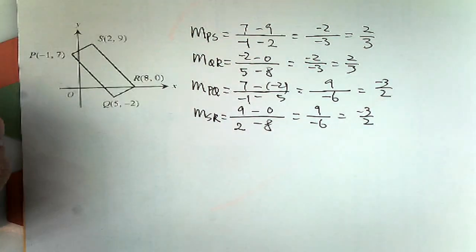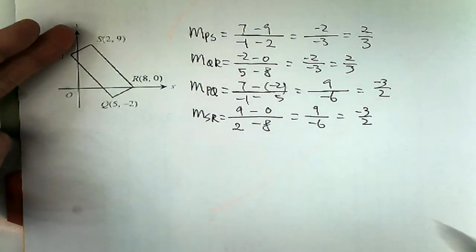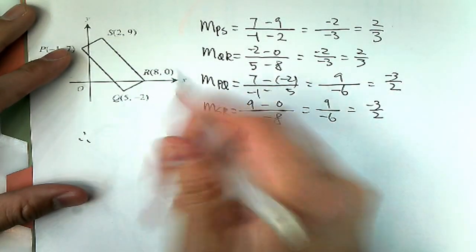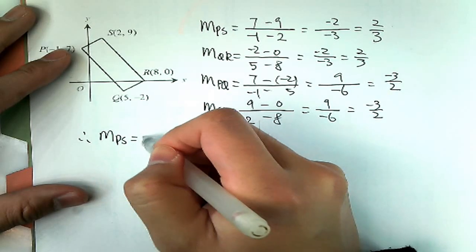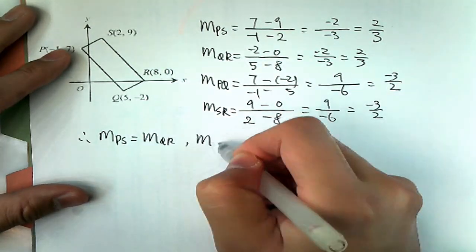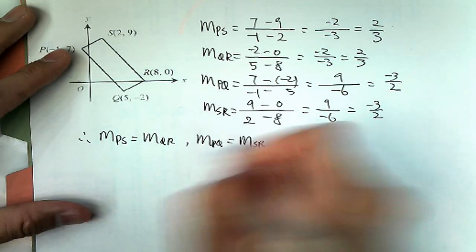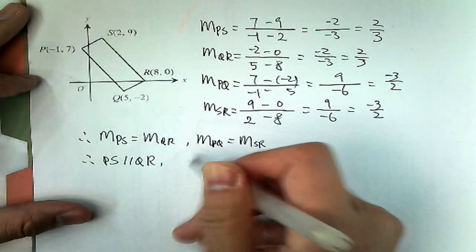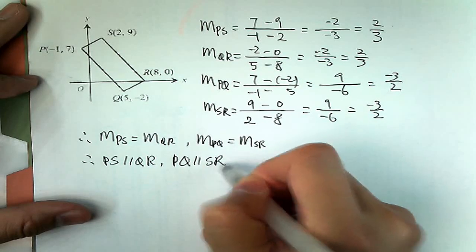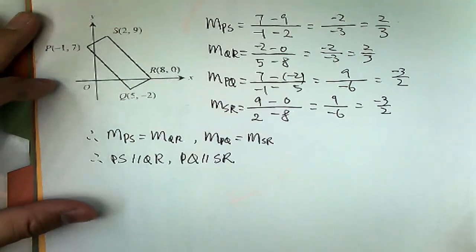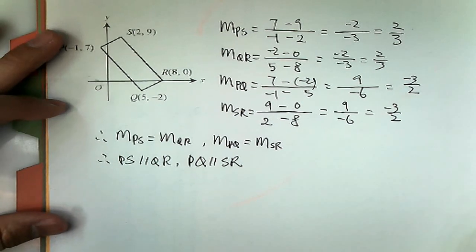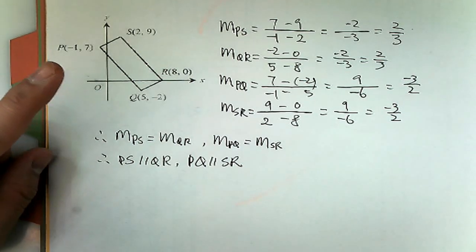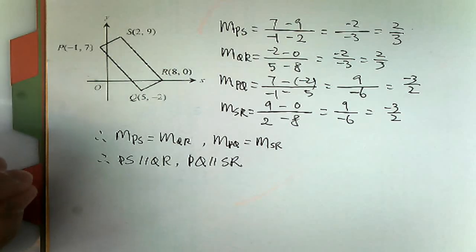So when you have all the slopes, you can check whether these two slopes are equal. They're equal, right? And then these two slopes equal. So we write it first. So we have MPS equal to MQR and MPQ equal to MSR. So you have PS parallel to QR and PQ parallel to SR. Understand this? So when you have this, it's not sufficient to say PQRS is a rectangle, but with one more condition you can find that it would be a rectangle.